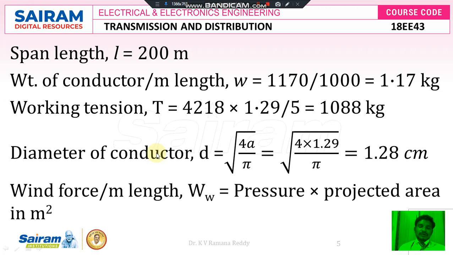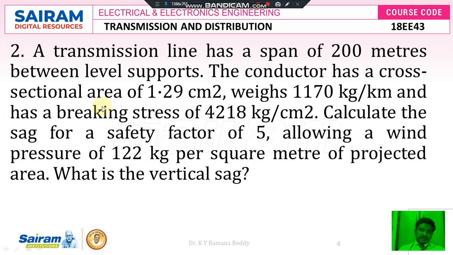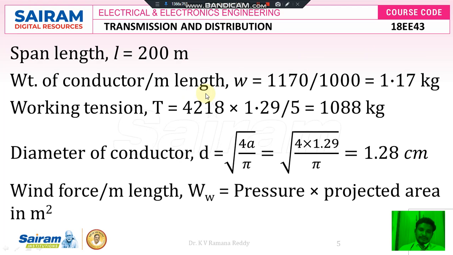2 pi r square. Then from there onwards, we may get the diameter of the conductor d. In the problem, the cross-section area of the conductor is given as 1.29 centimeters square. We know the formula for the diameter of the conductor: d is equal to square root of 4a divided by pi.